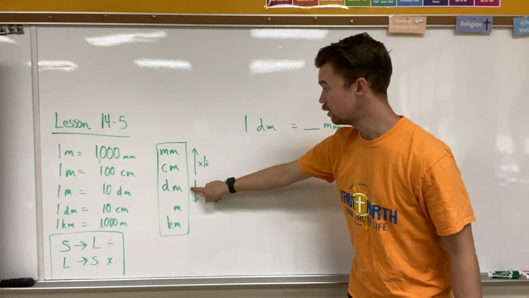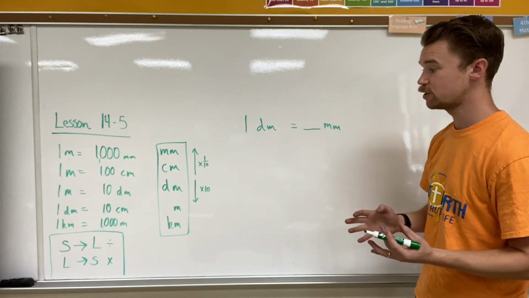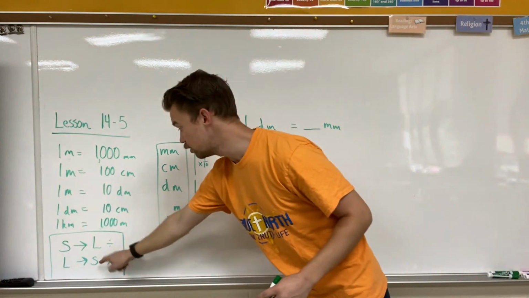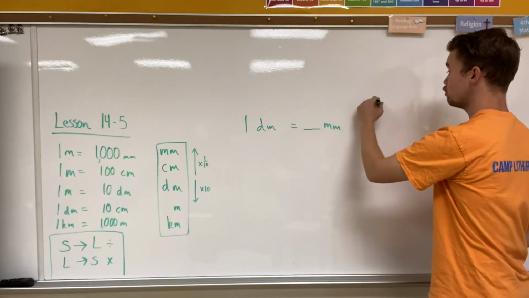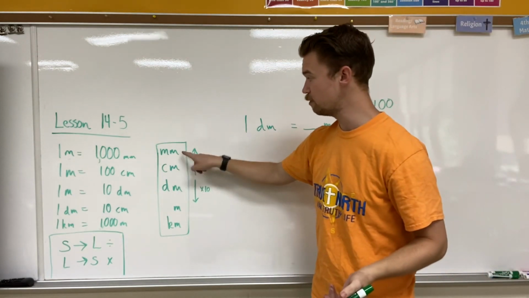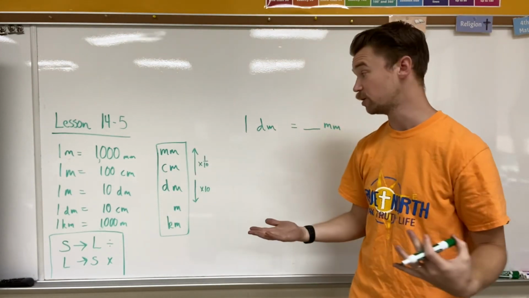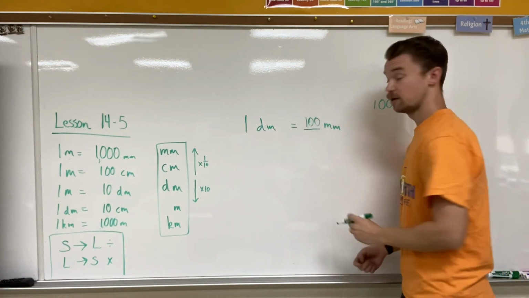Going from decimeter to millimeter, I'm going from a larger to a smaller unit. So I'm going 2 place values, which is 2 zeros, right? Which is 100 times. Going from a decimeter to a millimeter is 100 times smaller. So I'm going to be taking 1 times 100, which is 100 millimeters.